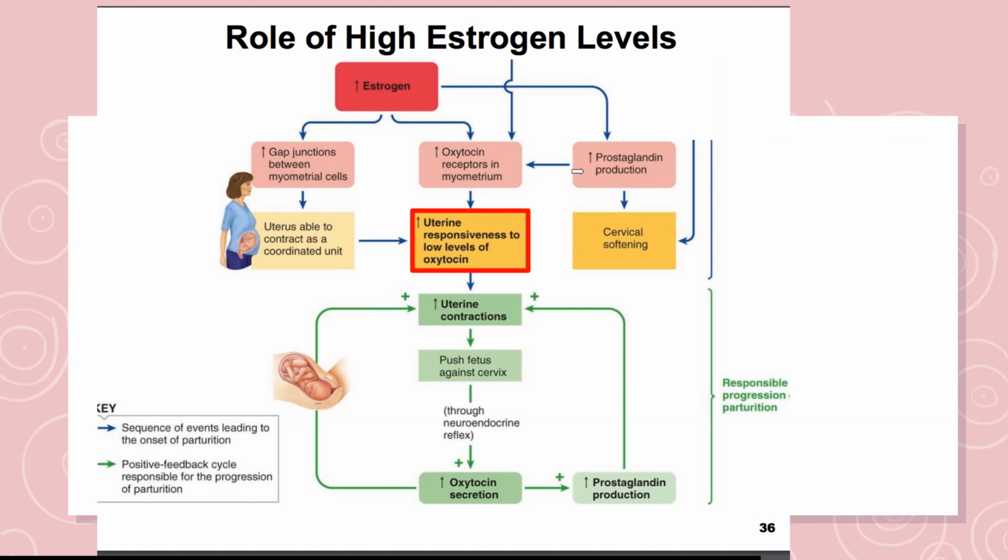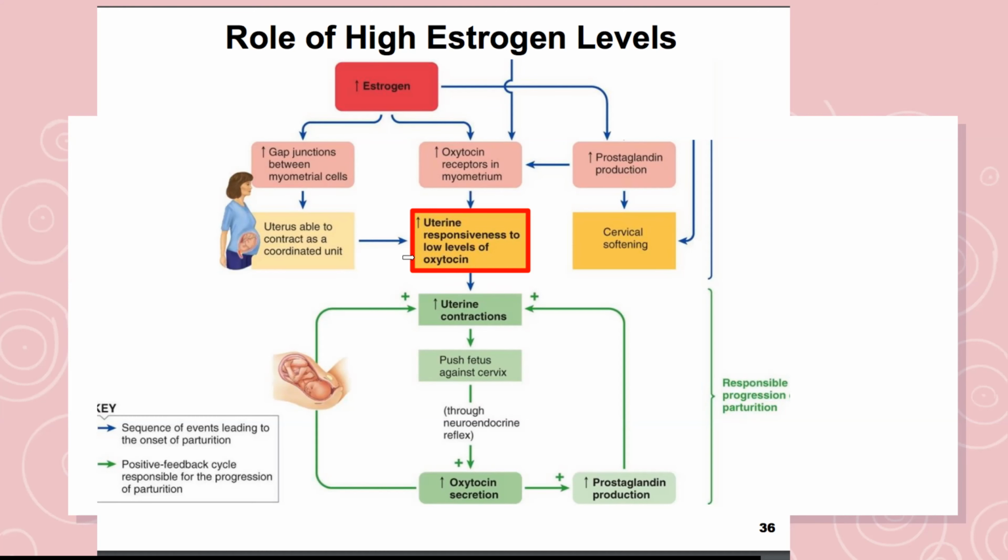Now, it also increases prostaglandin production. We talked about prostaglandins whenever we were talking about inflammation and the inflammatory cascade. And so this should be linked in your brain to inflammation, right? But it also plays a role in promoting labor onset because it softens the cervix, and it also helps increase the sensitivity of the oxytocin receptors. And then all of these things help stimulate labor.